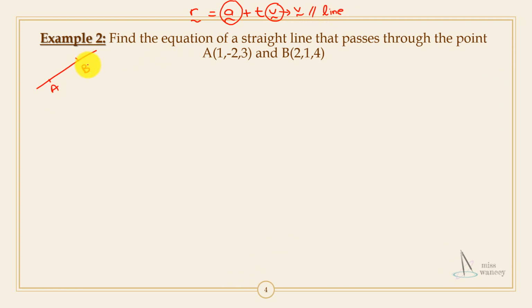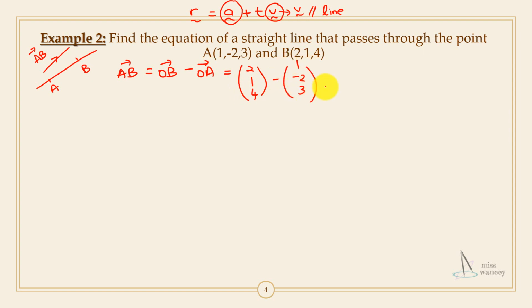Now this is our line. I couldn't see anything that is parallel to the line yet, so I should find what the vector is. I have 2 points, so I can get a direction vector going from A to B. This is a vector such that it should be parallel to our line. So I'm going to use AB as the v. Let us calculate AB first. AB is OB minus OA. So (2, 1, 4) minus (1, negative 2, 3). So 2 minus 1 is 1, 3 and 1.